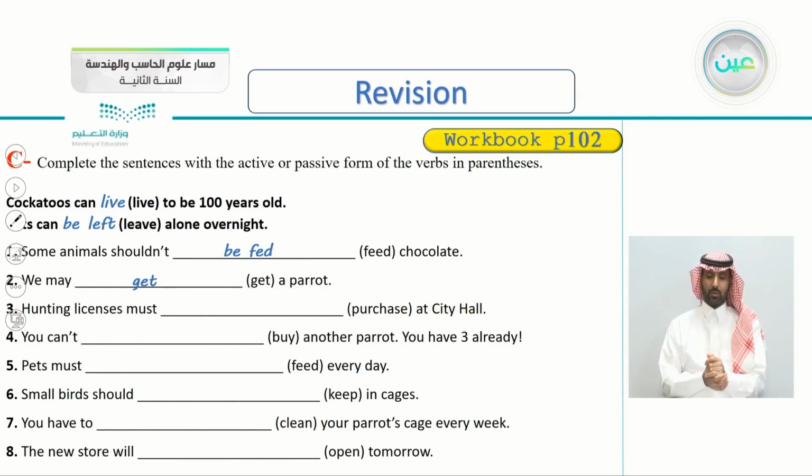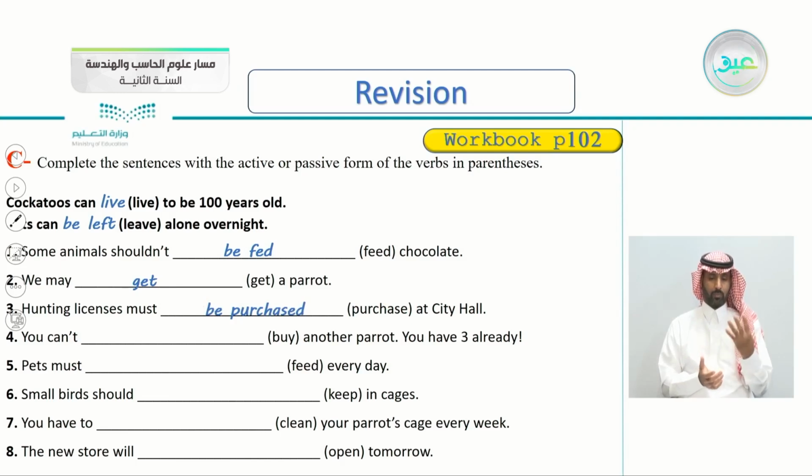Try to notice, is there a subject in the sentence or not? This will help you to decide whether it's an active or passive. Hunting licenses must purchase at City Hall. So the verb is purchase. Who is purchasing them? We don't know or we don't care. So, is it active or passive? Yes, it's passive. So how do we write it? Hunting licenses must be purchased at City Hall.